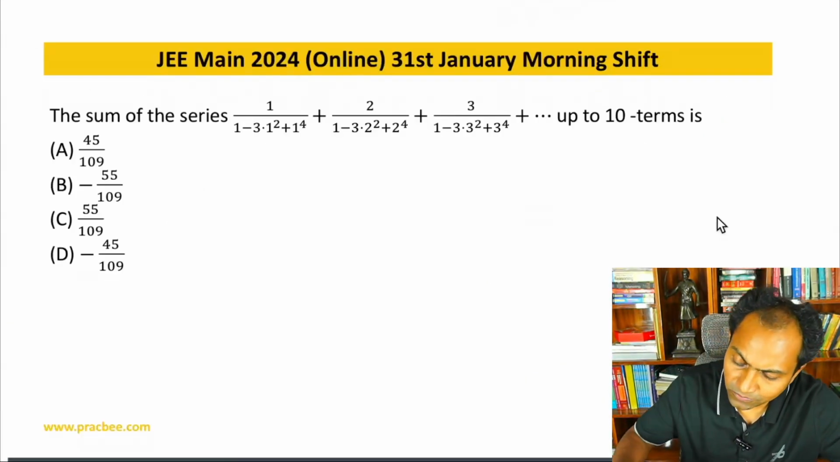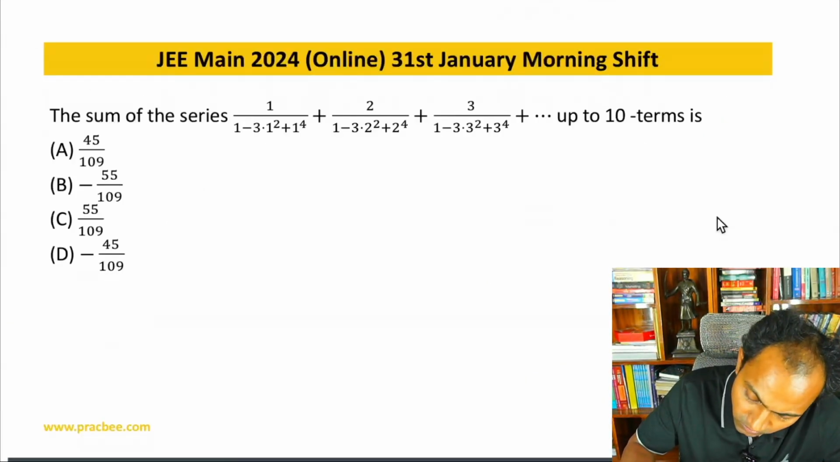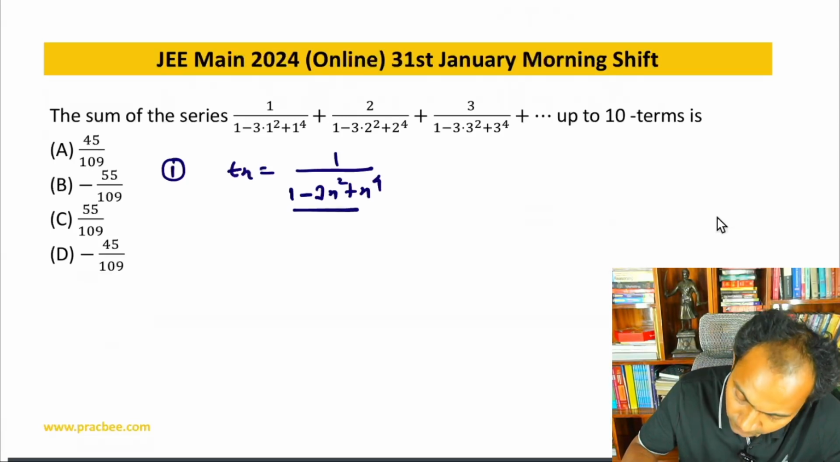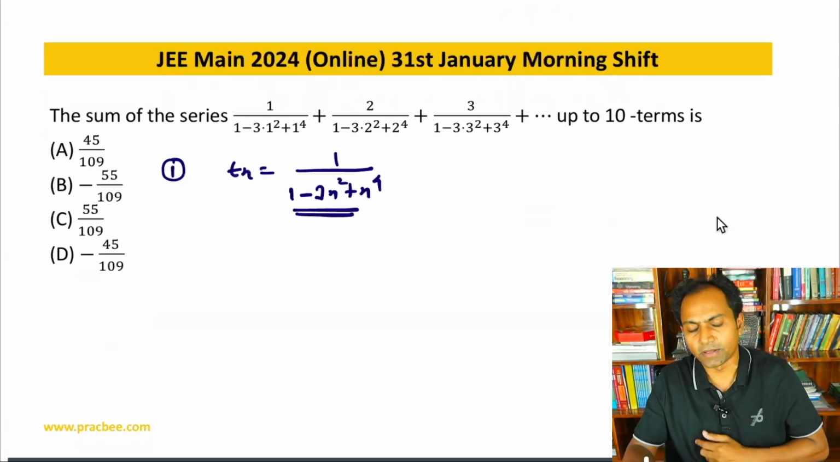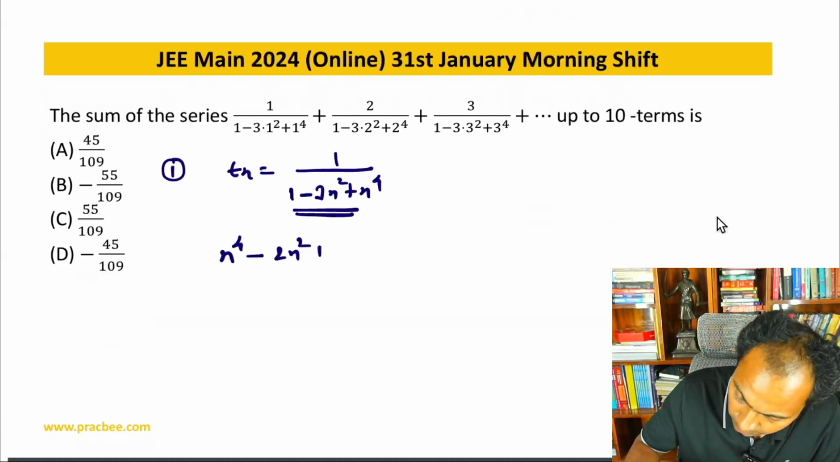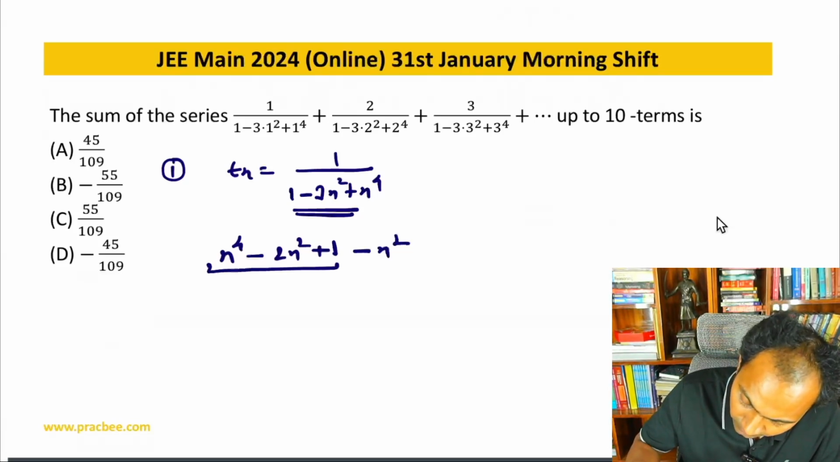Now again, this kind of question is again based on the similar logic. So we will write the Tn. So it is going to become 1 upon 1 minus 3n square plus n raised to the power 4. Now this denominator splitting is very typical, and this you should know. N raised to the power 4, if I just take the denominator, minus 2n square plus 1 minus n square can be written. Now this part will become nothing but a perfect square. So n square minus 1 whole square minus n square.